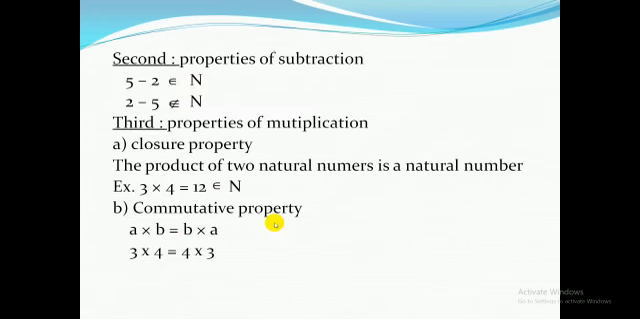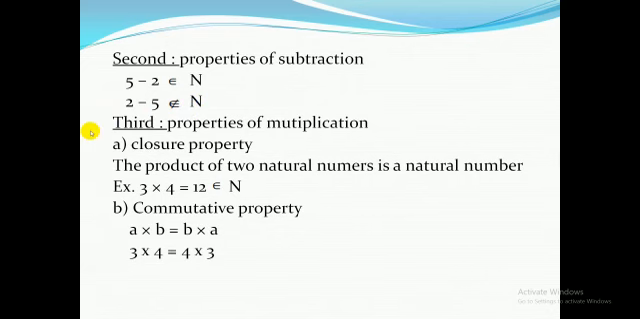Second, the properties of subtraction. It is very short. In subtraction, you must know that I start my equation from the bigger number. So if I say 5 minus 2 equals what? Equals 3. Yes, 3 belongs to natural numbers because I start my equation from the bigger number, which is 5. But here, if I say 2 minus 5, no, the result will not belong to natural numbers. So if I start with a smaller number, the result will not belong to natural numbers.